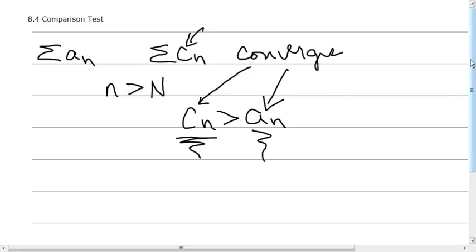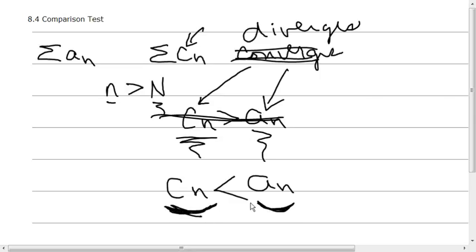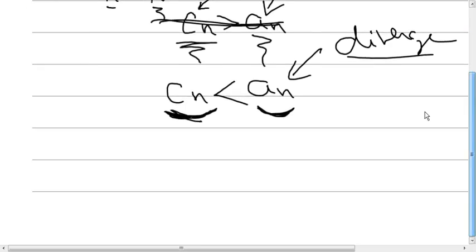And in just exactly the same way, if we know this series diverges, and we know, let's get rid of this, that Cn for n greater than some value N is always less than An. Well, now if this thing diverges and it's smaller than the nth term of this series, then this must diverge. Pretty simple stuff, really. Well, if it's so simple, let's try an example.